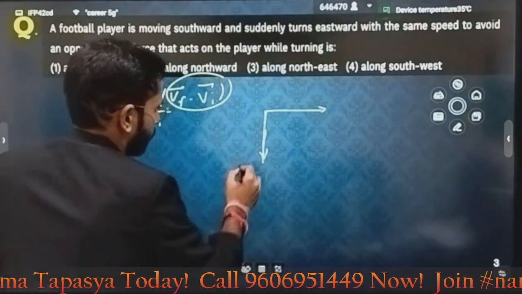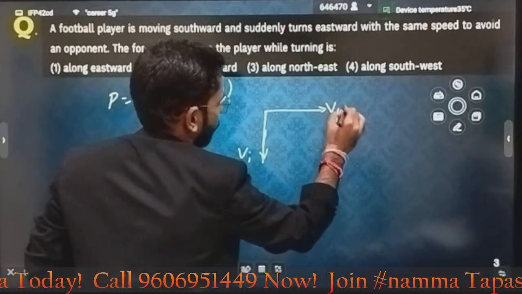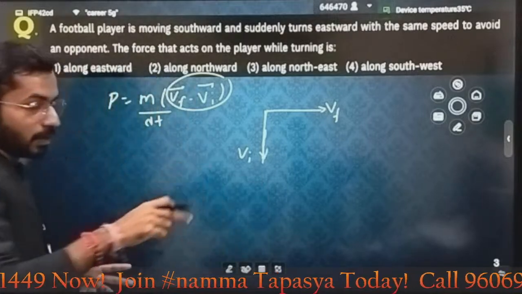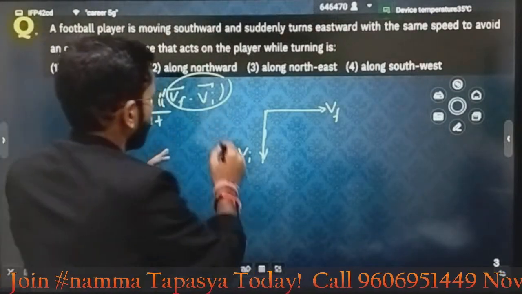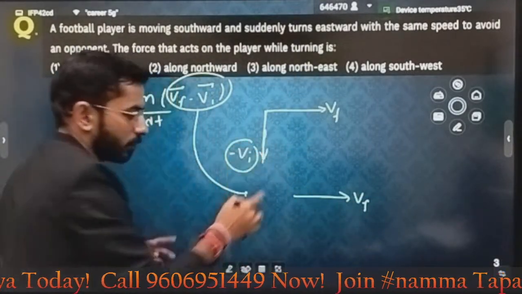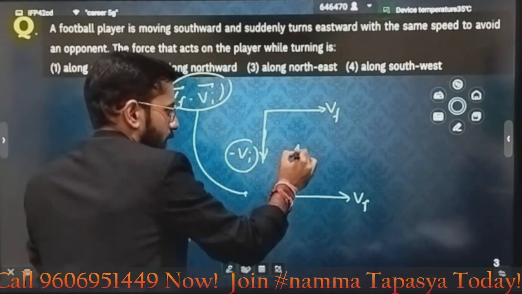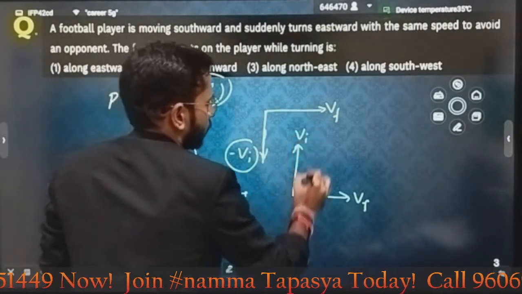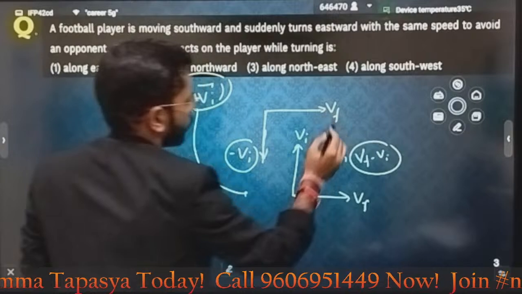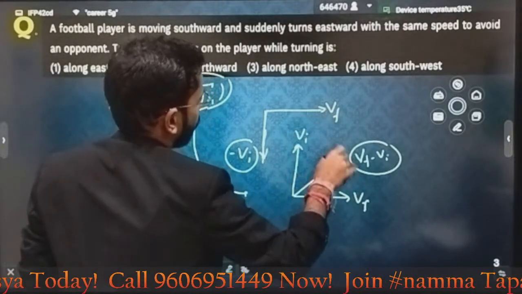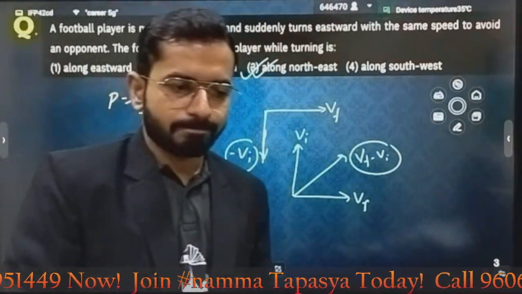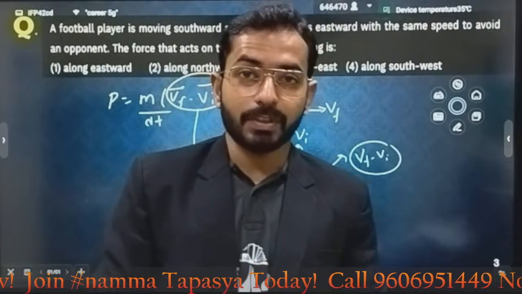I can say that this was my initial velocity, this was my final velocity, correct? But what I have to do is v final minus v initial. For representing this, v final will be as it is, but you have to make a minus of v initial. For making minus of v initial, I have to turn this vector in the upside direction. This resultant will give me v final minus v initial. And what is the direction that is going to come? This is eastward, northward, northeast. Option C, northeast direction. Is it clear how you are judging using vectors?